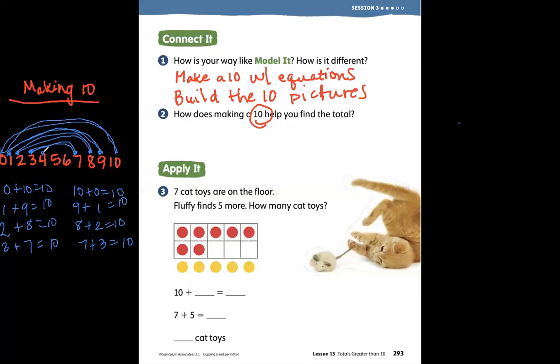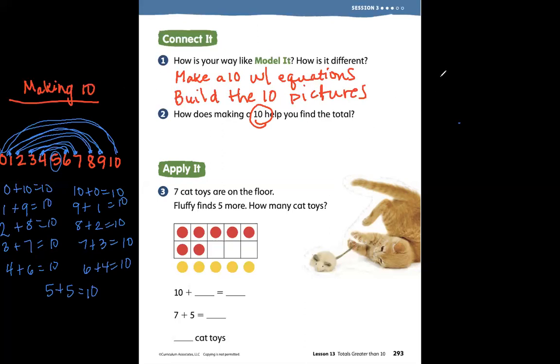I'm going to do 4 and 6. 4 plus 6 equals 10. 6 plus 4 equals 10. And then we'll do the last one. 5 plus 5 equals 10. All right, so now we have our combinations of 10.